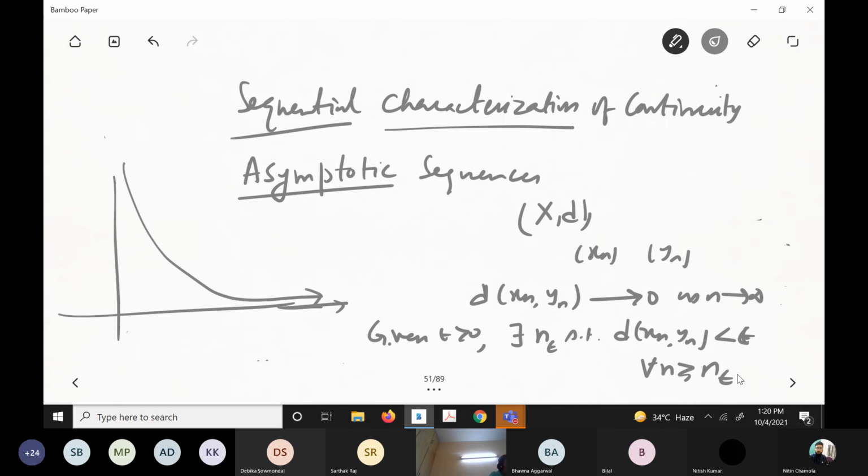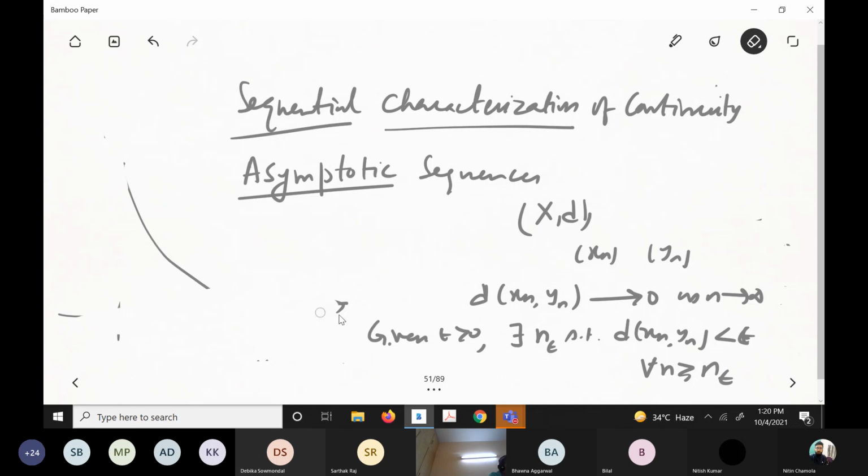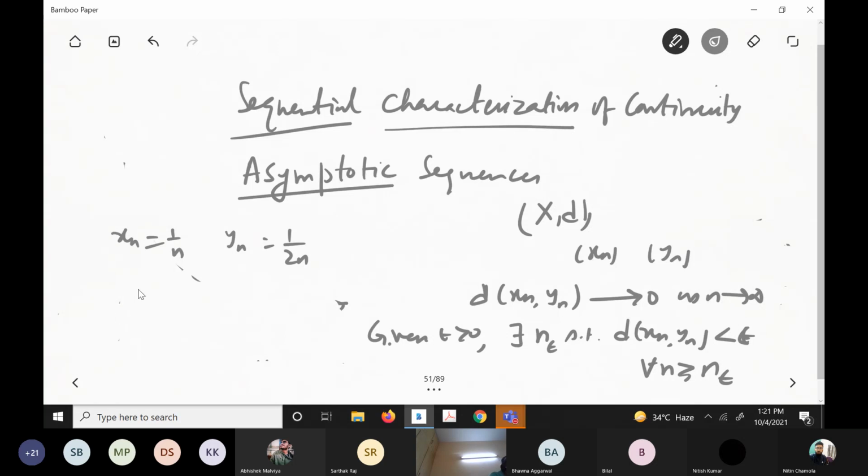But a simple example you can see: take x_n equal to 1 upon n and y_n equal to 1 by 2n. Or else you can do this. Look, those are actually converging sequences. I can take x_n equal to n and y_n equal to n plus 1 by n. Understood? Look, they are not converging, but they are asymptotic sequences.